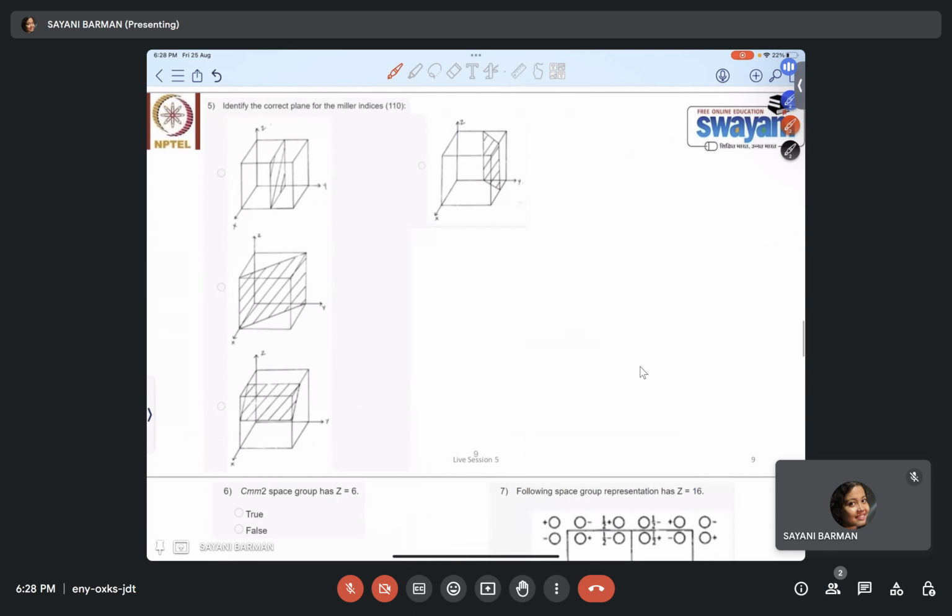Now identify the correct plane for the Miller indices. Okay. For 110, the intercept would be, see, Miller index is 110, then the intercept would be 110 only, the reverse one. So 1 along x-axis, 1 along y-axis. That's it. So this is the 110 plane.